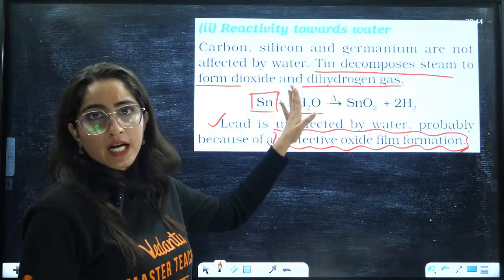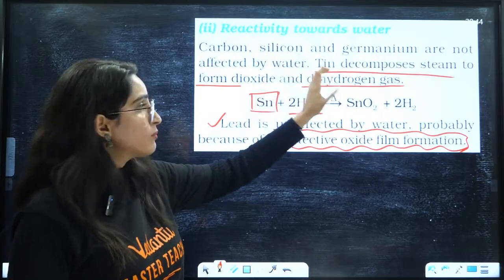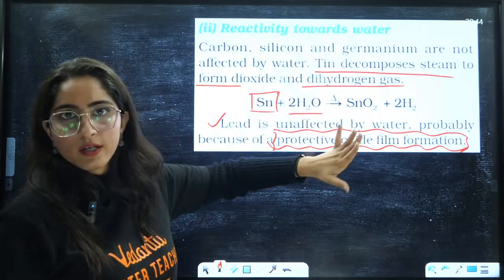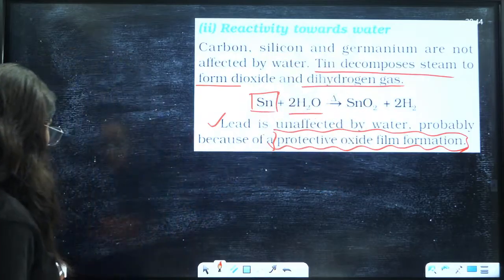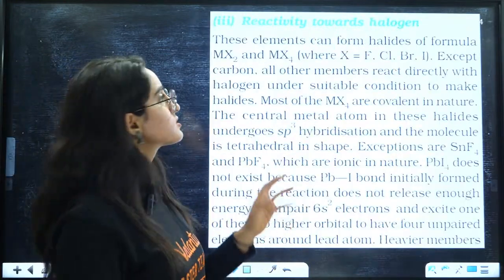Tin will only react with water, and that too with steam to form dioxide. Others will not, right? Okay. So theory is more important basically in this chapter, right?